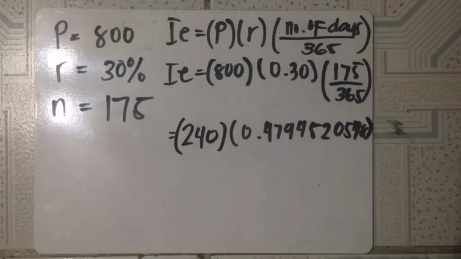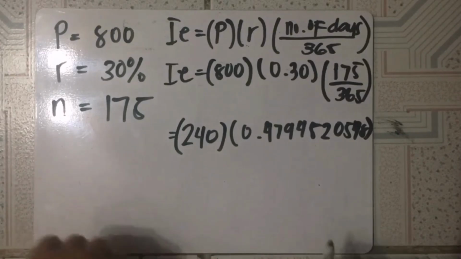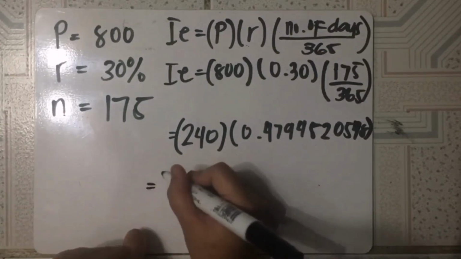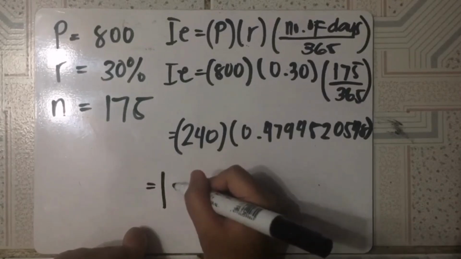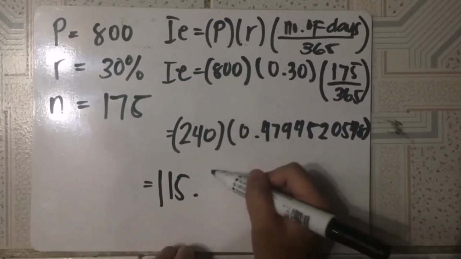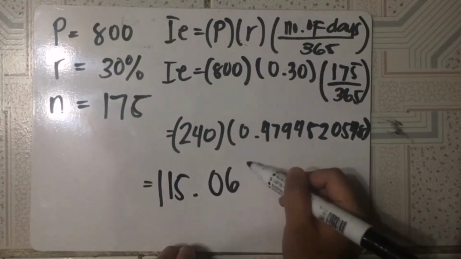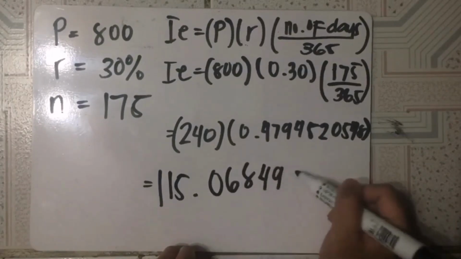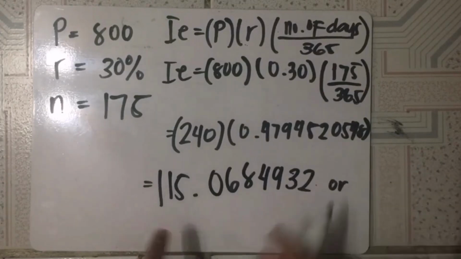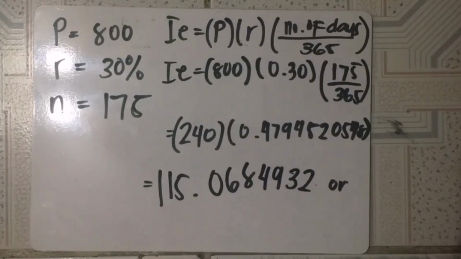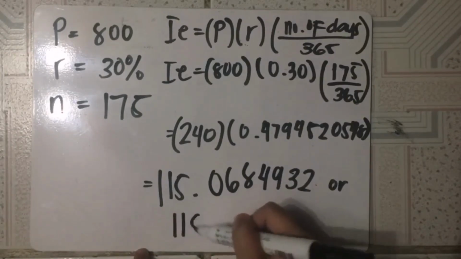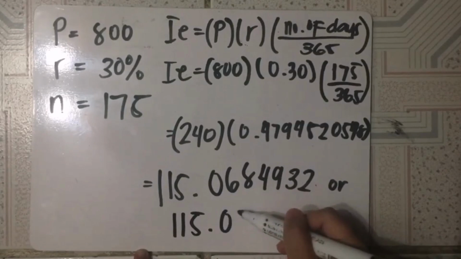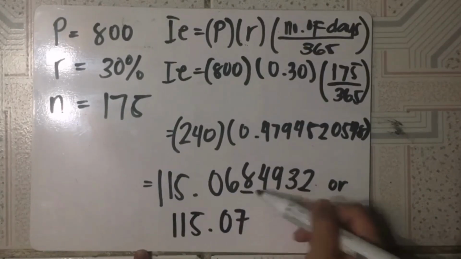So, ipag-compute na natin yung dalawa. So, 240 times 0.47945205448 is equal to 115.0684932, or dahil nga final answer na siya, pwede na natin gamitin yung 2 decimal places. So, magiging 115.07 dahil nga pwede siyang i-round off.